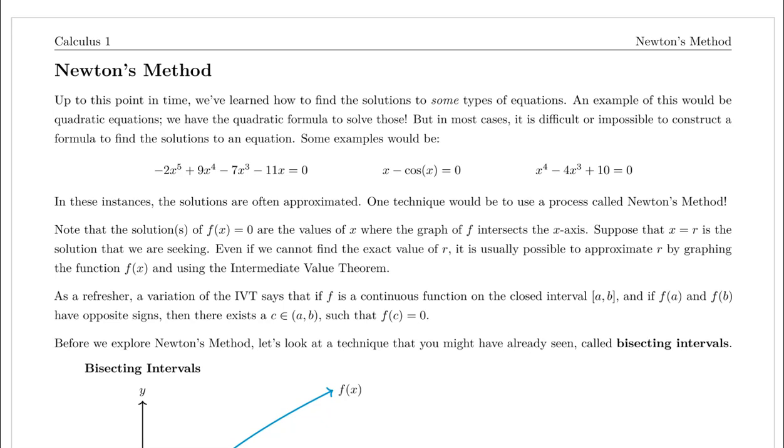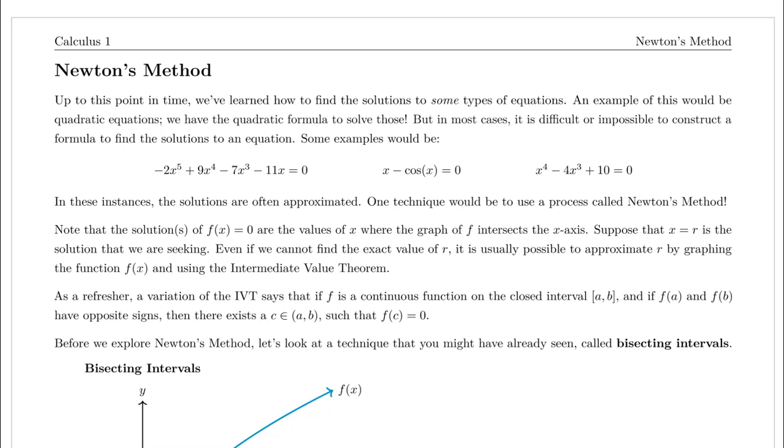Suppose that x equals r is the solution that we are seeking. Even if we cannot find the exact value of r, it is usually possible to approximate r by graphing the function f of x and using the intermediate value theorem. As a refresher, a variation of the intermediate value theorem says that if f is a continuous function on the closed interval from a to b, and if f of a and f of b have opposite signs, then there exists some c in the interval a to b such that f of c is equal to 0.